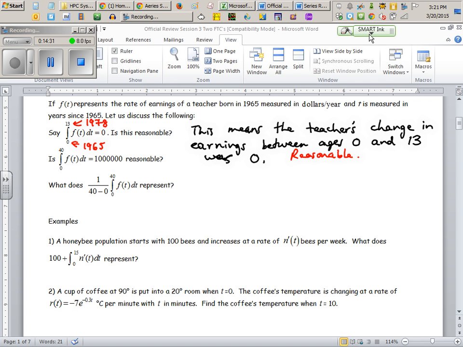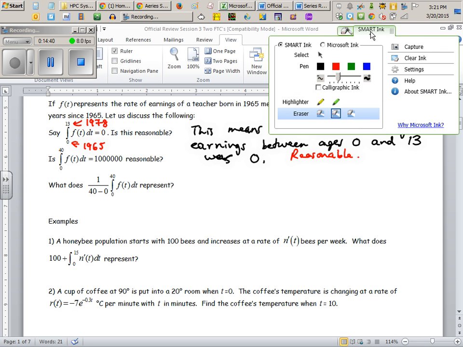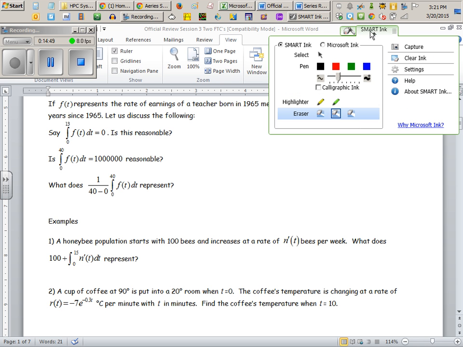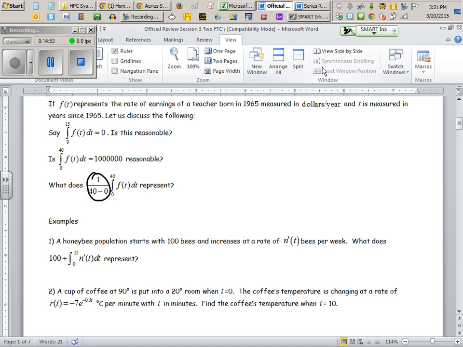Okay, the next one, be careful here. What do you think it means to have the 1 over 40 minus 0 out front? What does this extra part mean? What do we normally call the part down here and the part up here on an integral? Limits of integration, or just a and b, right?